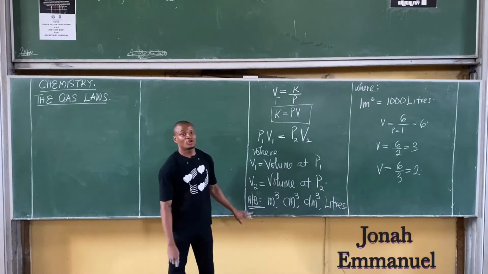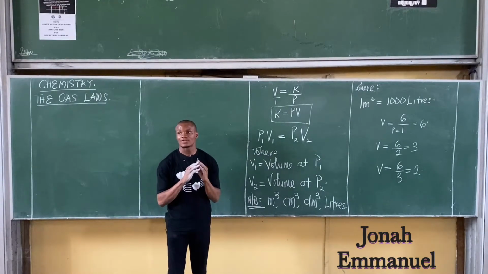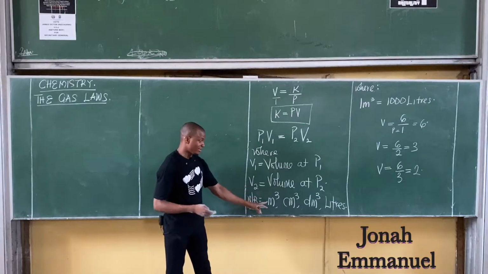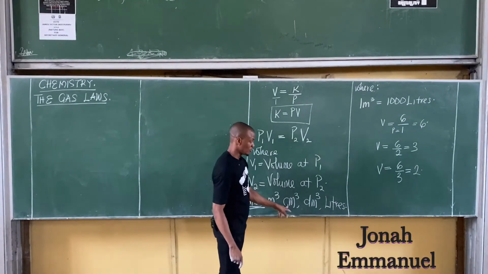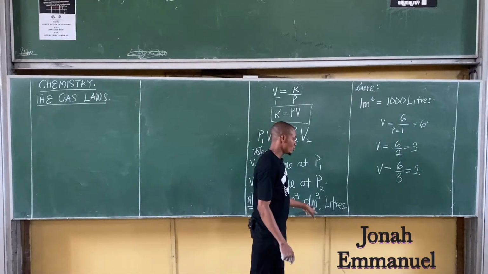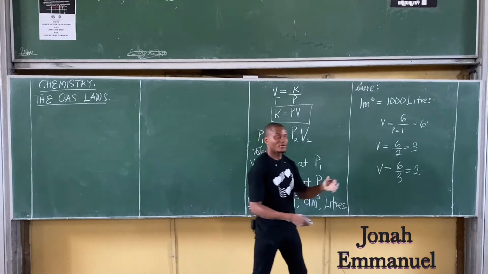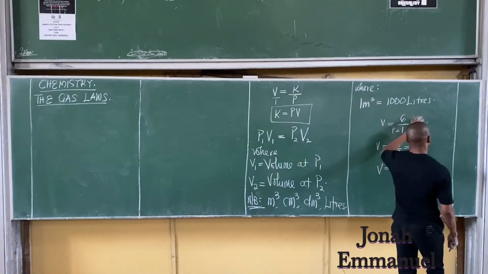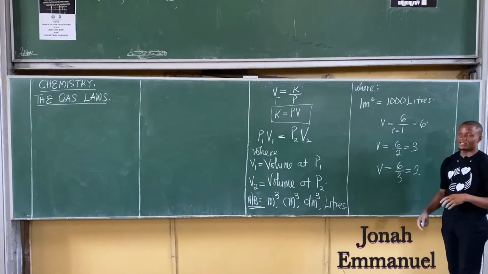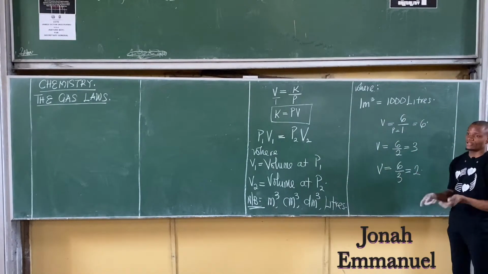I said volume can be measured in different units, perhaps in meter cube, centimeter cube, decimeter cube, or in liters. I said the relationship between meter cube and liters is that 1 meter cube is 1,000 liters.